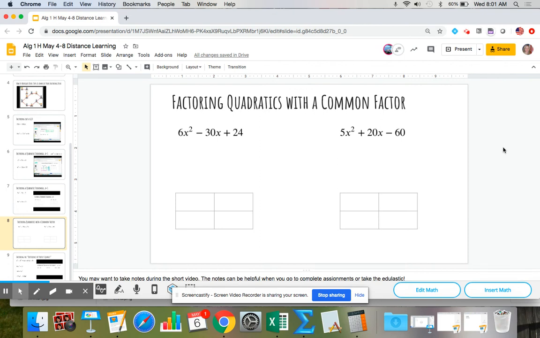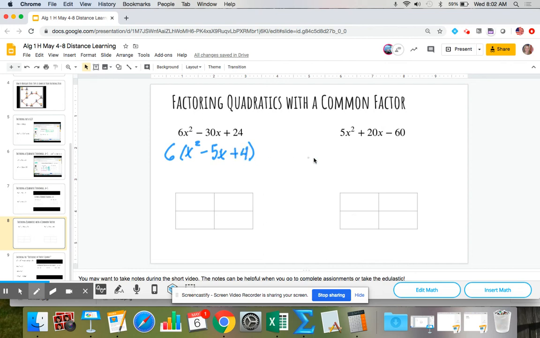In this video, we'll look at how to factor quadratics that have a common factor. And why I like to factor out a common factor is that it makes my numbers smaller when I go to factor the quadratic trinomial. So I'm going to look at this example here, which is 6x squared minus 30x plus 24. And I'm noticing that there's a factor of 6 in all three terms. So I'm going to factor out the 6, and I'm going to get x squared minus 5x plus 4.